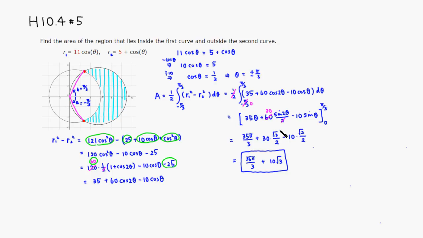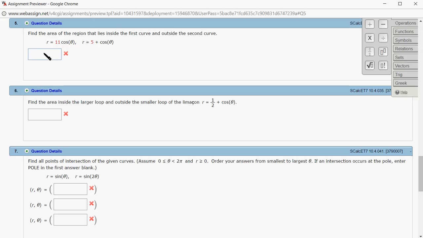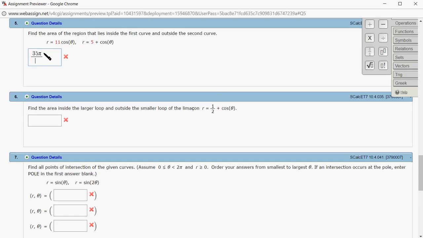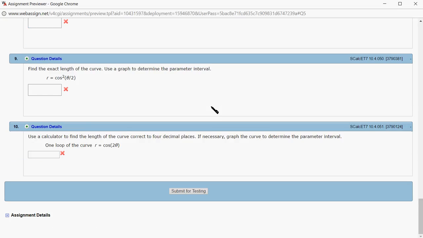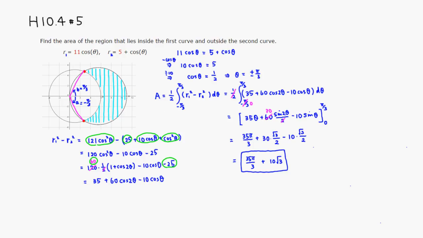So let's type it in. What we got was 35 pi over 3 plus 10 square root of 3. Alright, so submit for testing. It came back and looks like we got this one correctly. That's it. I hope that this was clear.